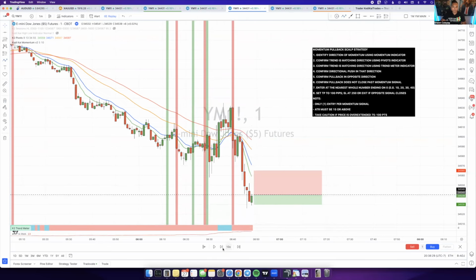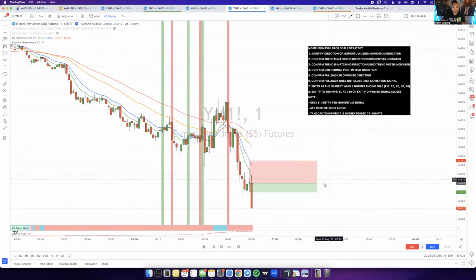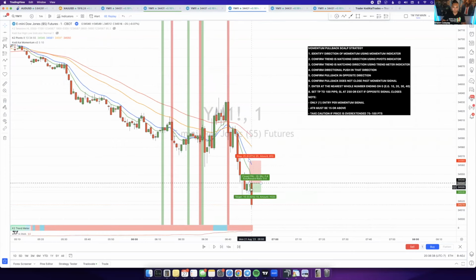So with this next candle over here, you can see that price pushes back. It has now filled the order, and it goes straight to profit right there. So there goes an example of an entry right there. We have the sell momentum, bearish trend for the pivots, bearish trend for the trend meter. Price pushes in that direction, retracement, you wait for the pullback, pulls your order, and goes straight to TP with little to no drawdown. So there goes one example right there.